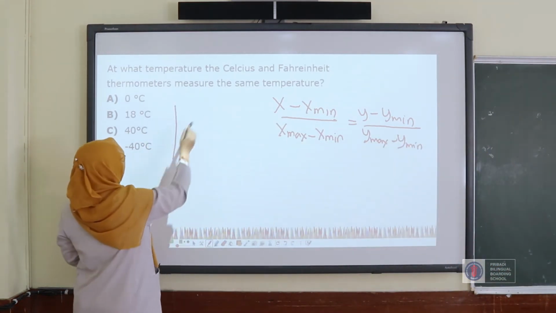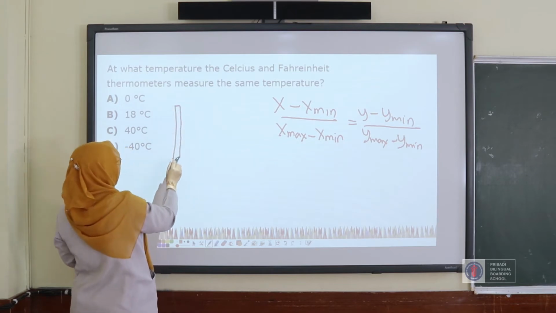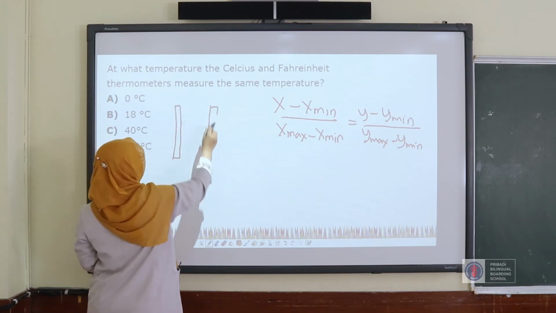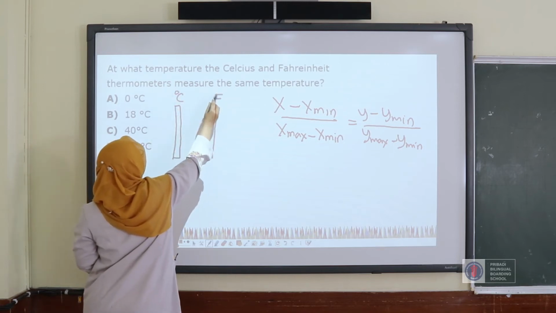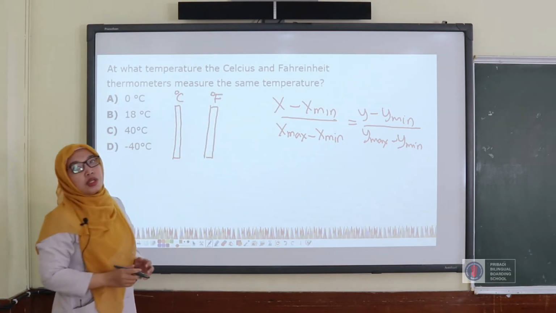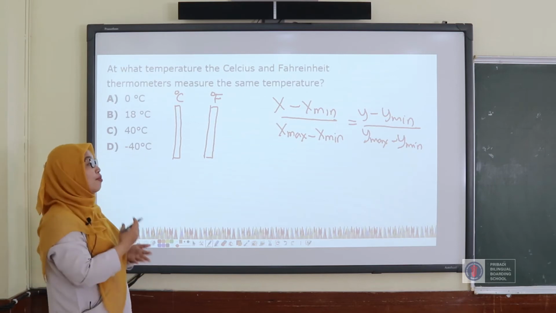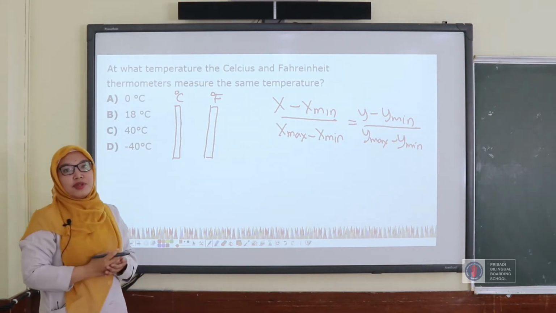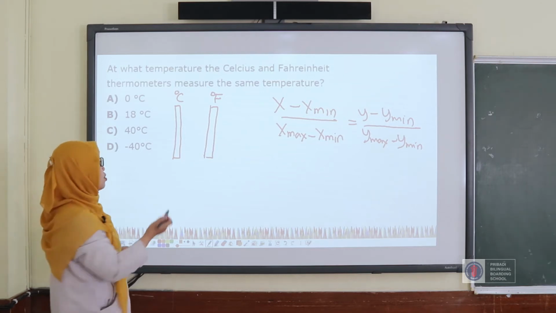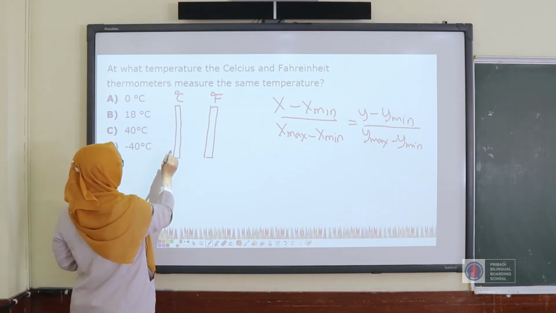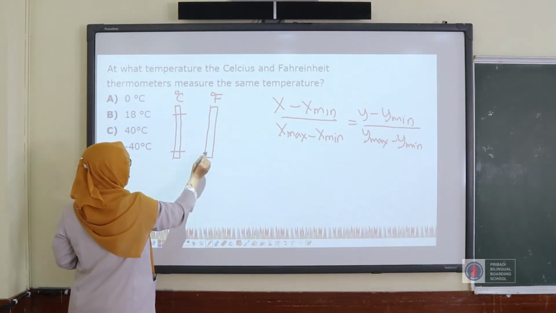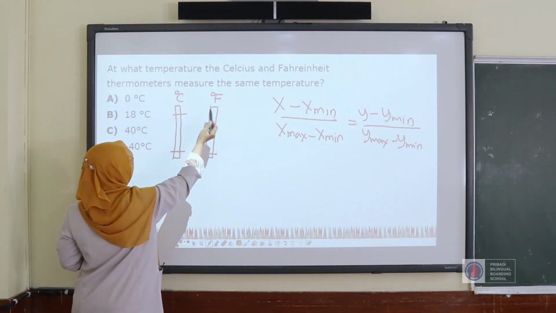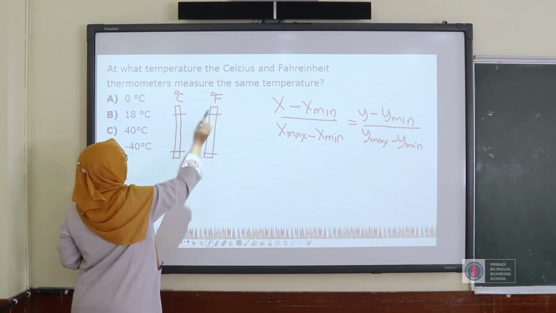Okay, let's consider that we have two thermometer scales. The first one is in the Celsius scale and the second one is in the Fahrenheit scale. As we know, a thermometer must have fixed points. These two fixed points are the freezing point and the boiling point.